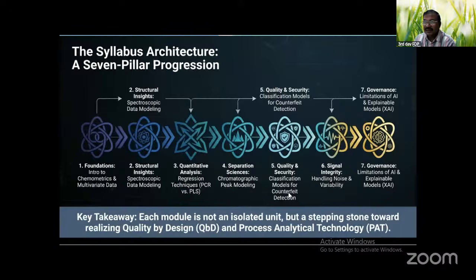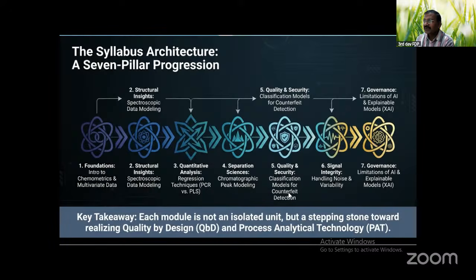Then these are the steps involved in the syllabus. First one is the foundation, introduction to chemometrics and multivariate data analysis. Second step, spectroscopic data modeling. Third stage, quantitative analysis using various regression analysis techniques. Fourth one is separation sciences, chromatographic peak modeling. And fifth one is quality and security, using the models to identify genuine versus counterfeit detection.